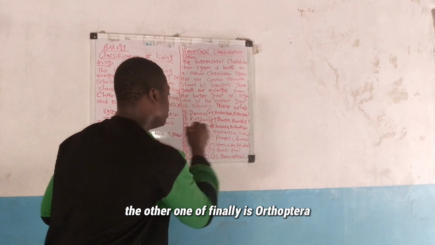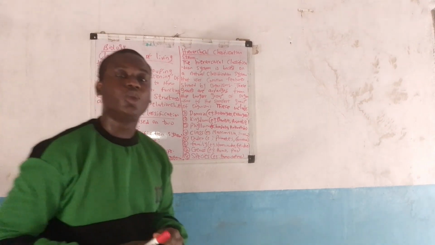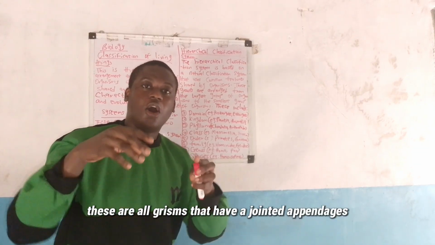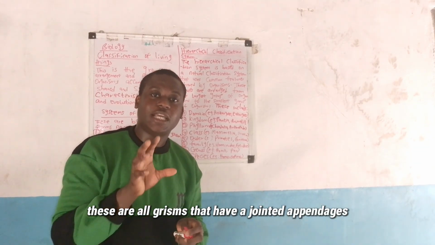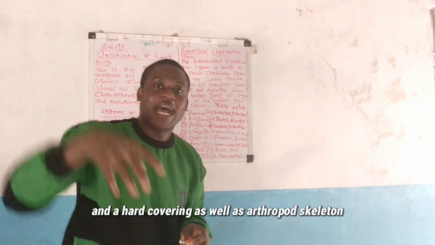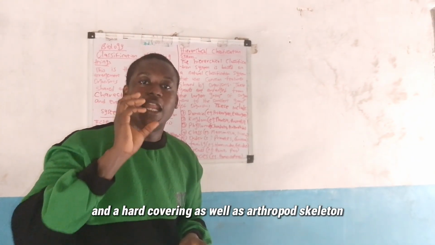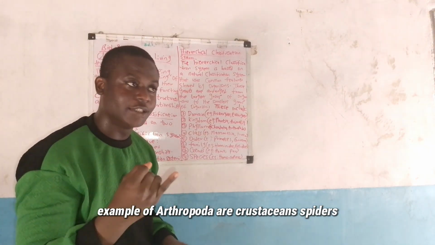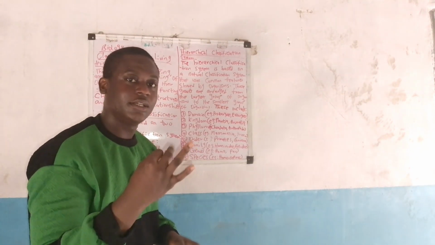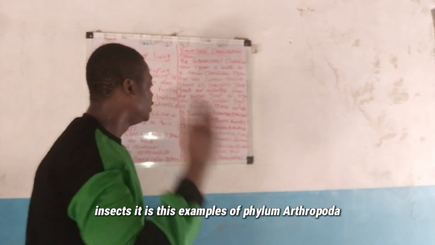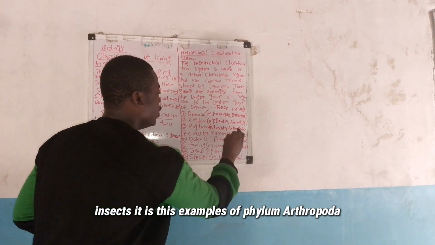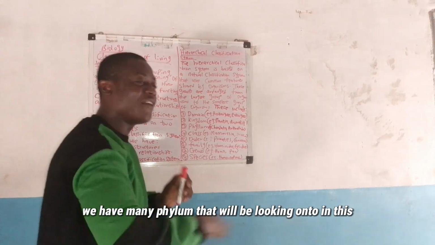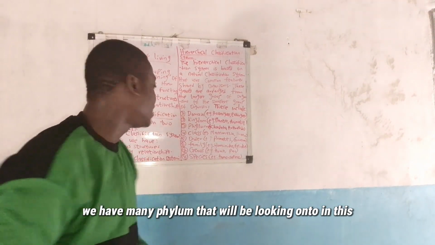The other one of phylum is Arthropoda. Arthropoda are organisms that have jointed appendages and a hard covering, as well as an exoskeleton. Examples of Arthropoda are crustaceans, spiders, insects. These are examples of phylum Arthropoda. We have many phyla that we'll be looking into on this our channel.